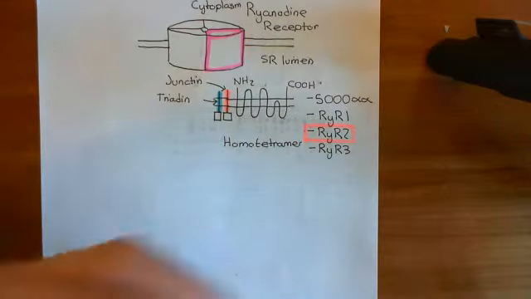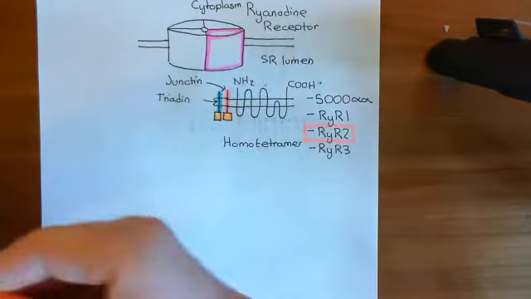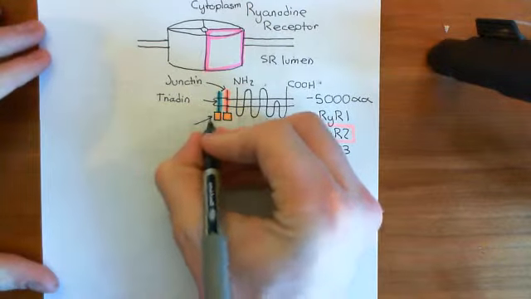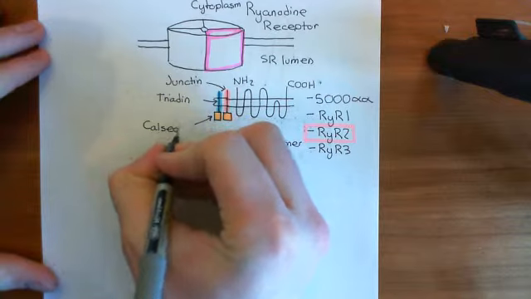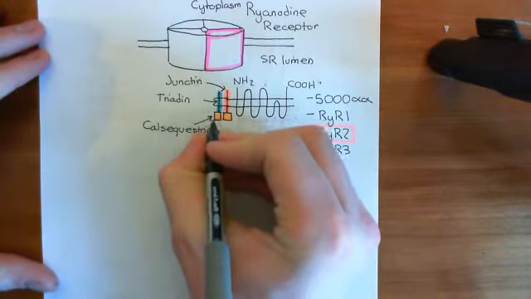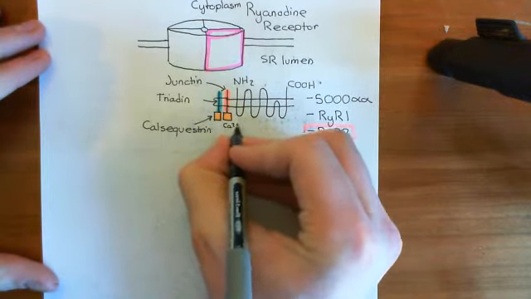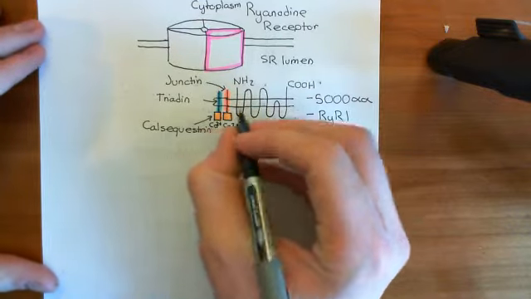And now both of these proteins, junctin and triadin, on their SR luminal side, are associated with a protein called calsequestrin. Okay, so this is calsequestrin. Basically, calsequestrin binds to calcium ions. So you have multiple calcium ions bound to calsequestrin.